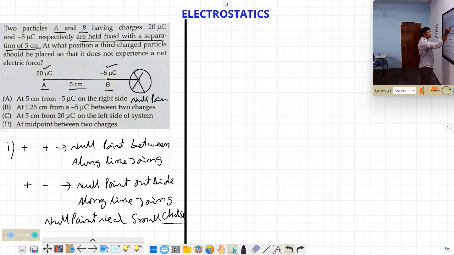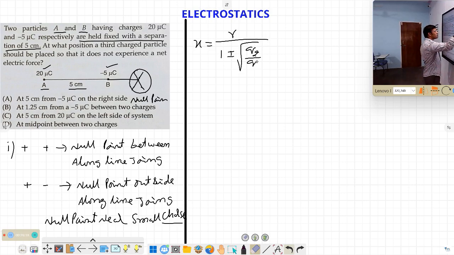Now they are asking us to find the distance of the null point. If we say the distance of the null point is x, the null point is nothing but x. So the formula for the null point distance, calculated from the first charge, is x equals r by 1 plus or minus the square root of q2 by q1. In this case, unlike charges mean you have to use the minus, like charges mean plus, as we already told. So our concept is that x is the distance of the null point always from the first charge.